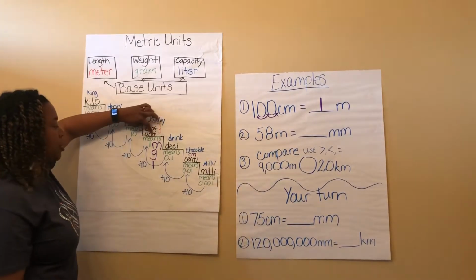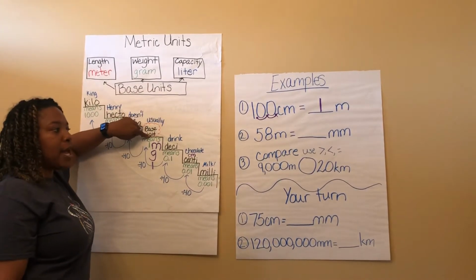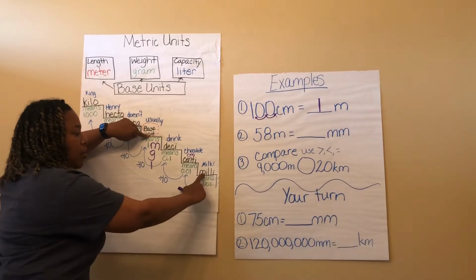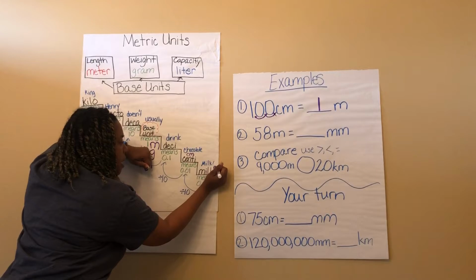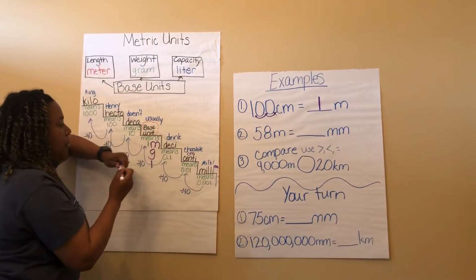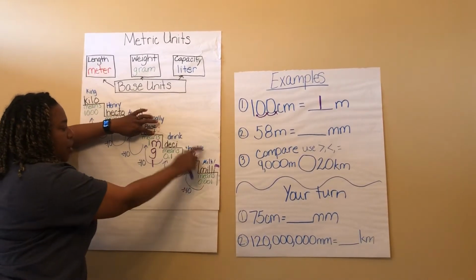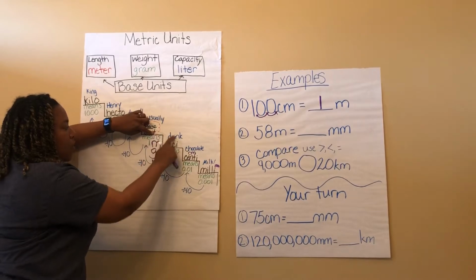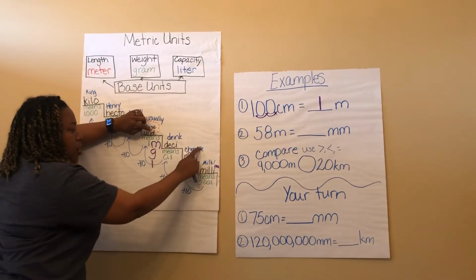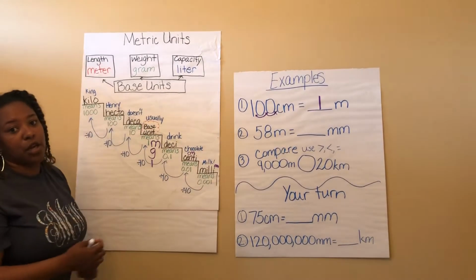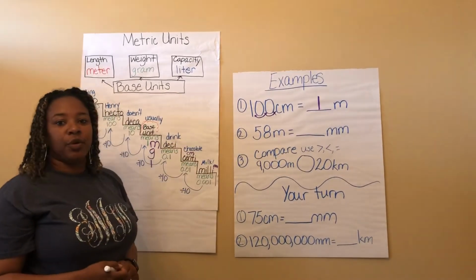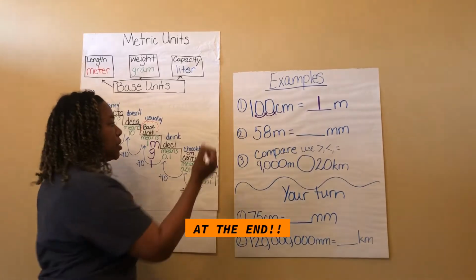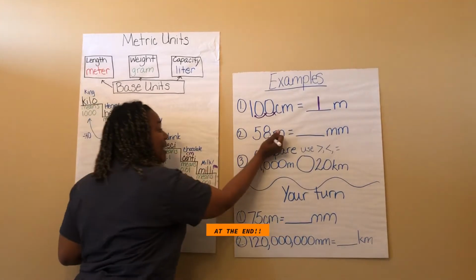Right here on our base unit on meters. Good job. And which way are we moving? We're going here to millimeters. That is what MM stands for. All right, we're going to millimeters. So we're going to stand here and we're going to go to millimeters. So we will take 1, 2, 3 steps. 3 steps. All right. Where is our decimal on 58 meters? Right, it's at the end.